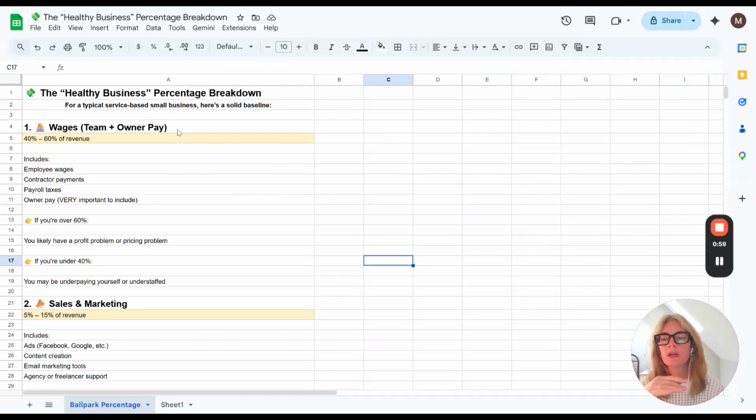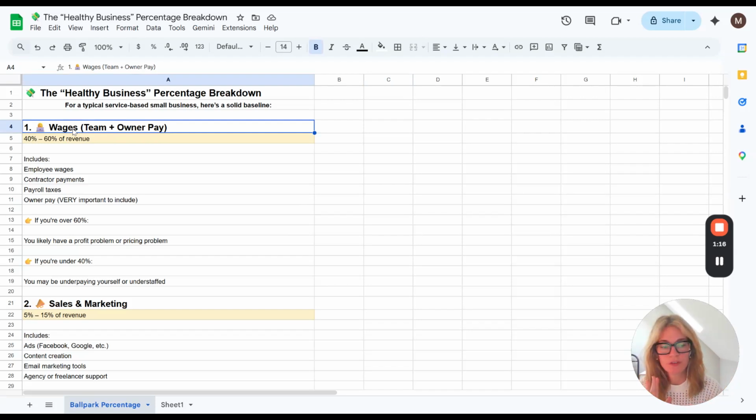So this is for a typical service-based small business. Now, these are just benchmarks. Obviously, every business is different. It matters also what kind of industry you are in, but just as a general concept. So let's start with the big one, wages. Wages are always going to be your biggest cost whenever you are running a business. No matter if you're looking at it by month or by year, it's always going to be wages.